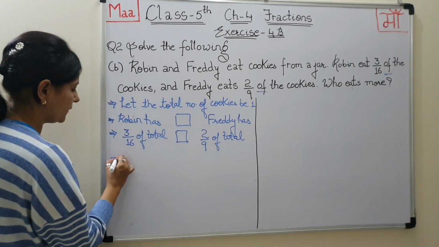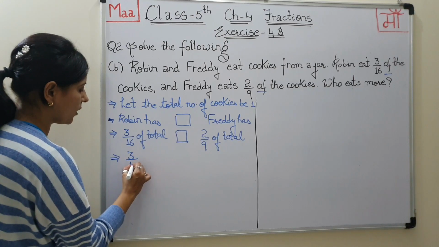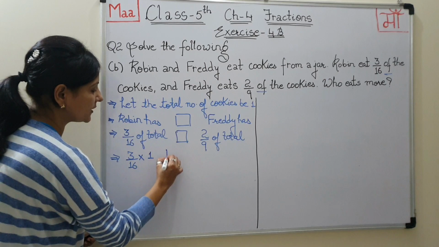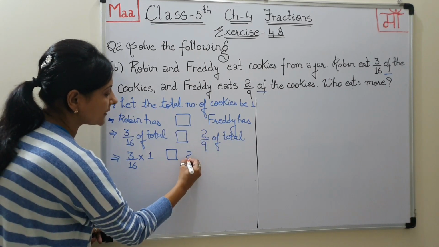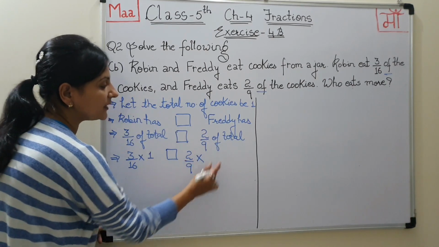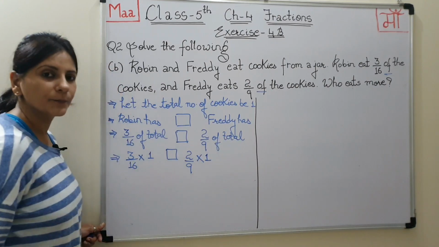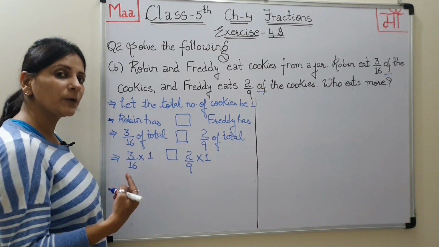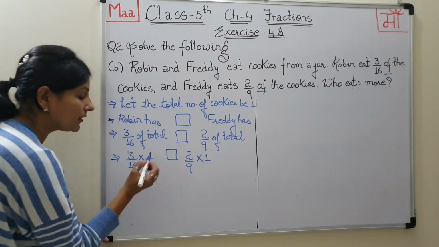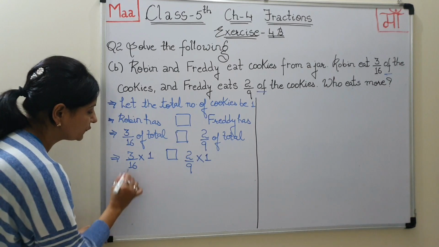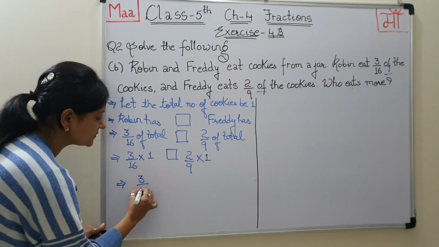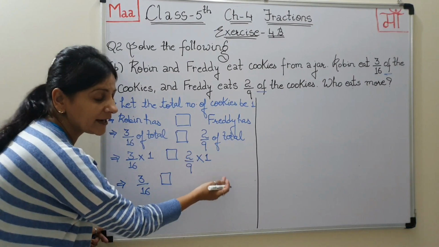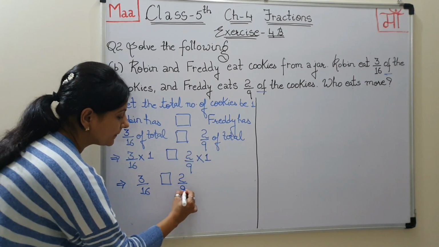Okay, now in the next step you will write 3/16, in place of of comes the multiplication sign and total, as we have let it, is 1. So here it will be 1, and this side 2/9 of means multiply, total here 1. Okay, as we have done in previous question, when we multiply any rational number with 1 we get the same rational number or fractional number. So 3/16 will be multiplied by 1, so you will get 3/16. And 2/9 will be multiplied by 1, so it will be 2/9.